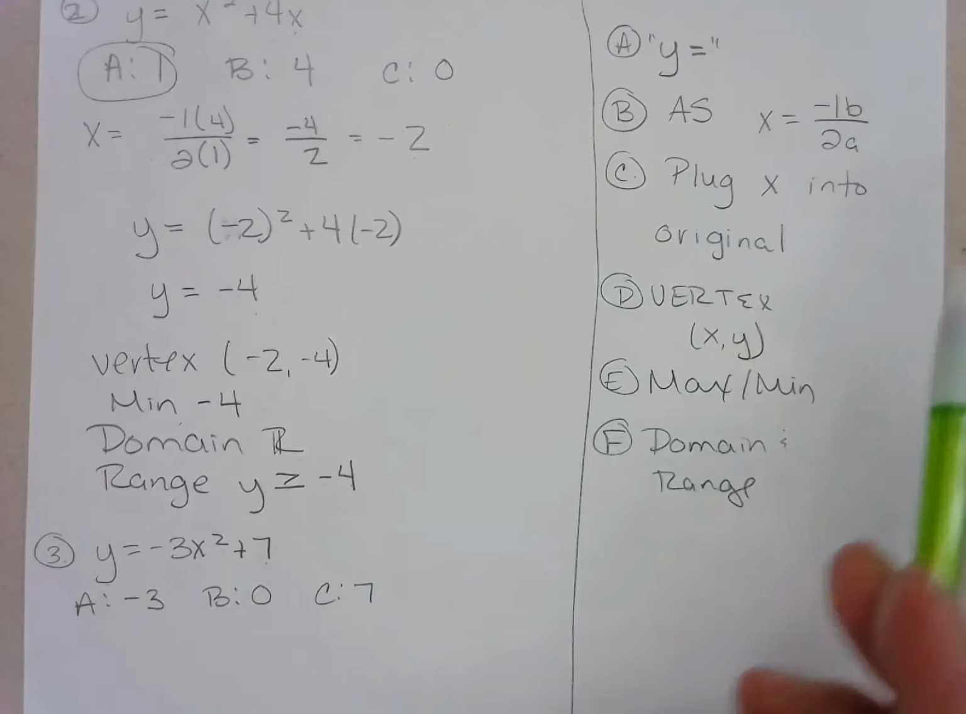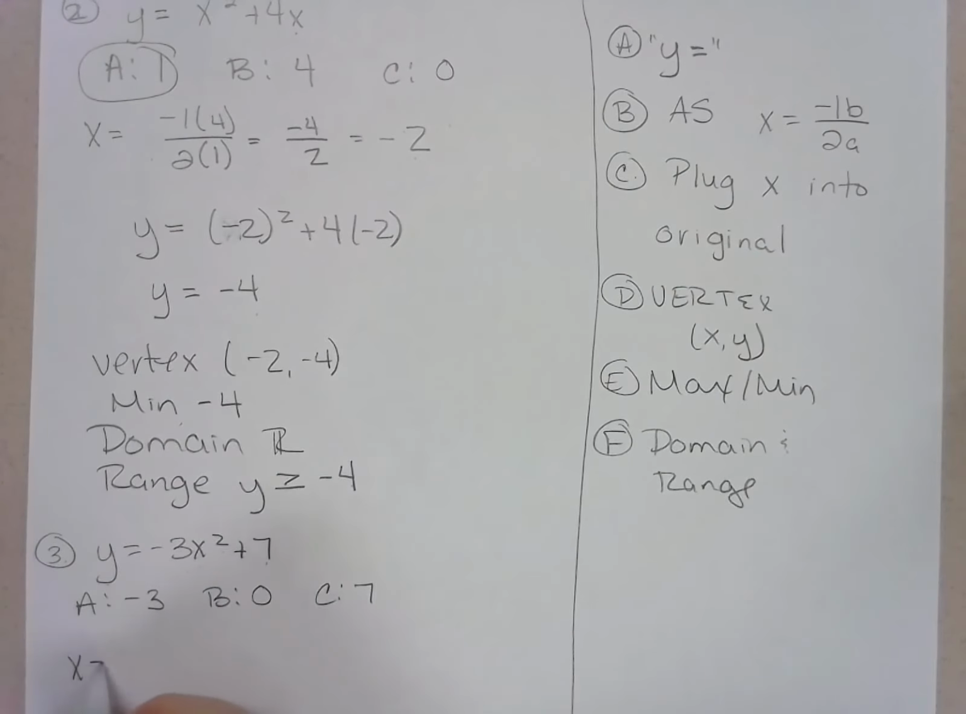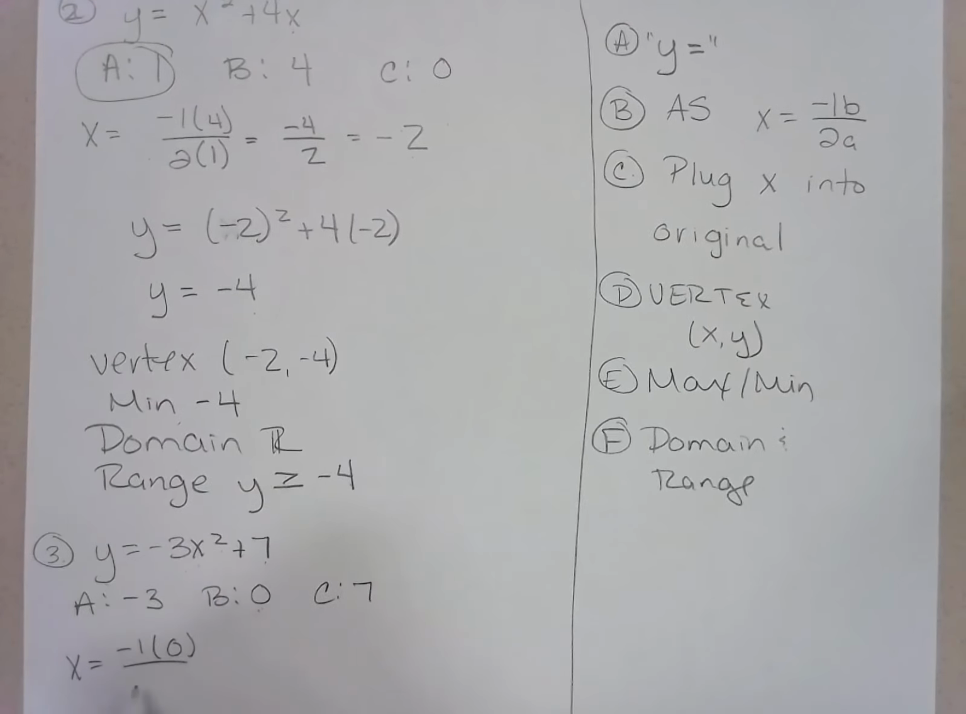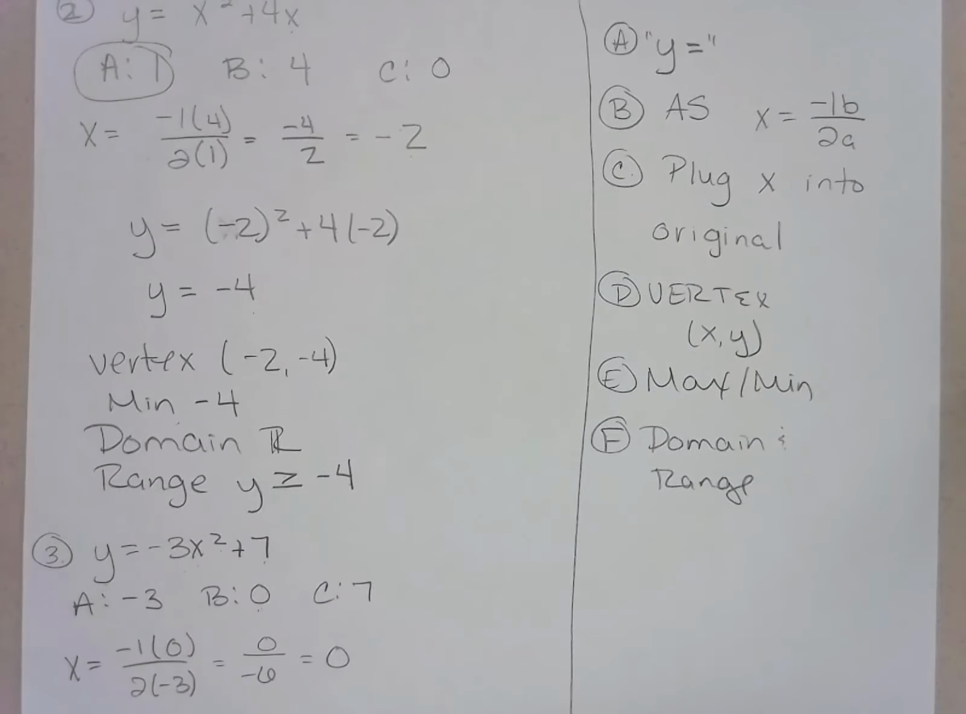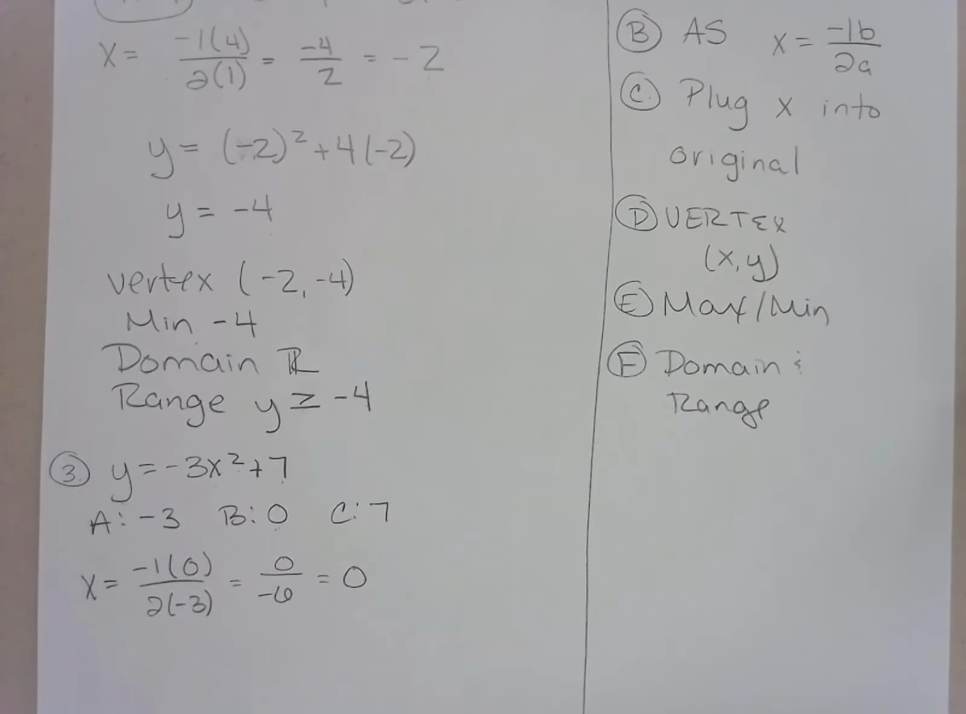So we're going to find our axis of symmetry. x equals negative 1 times our b, which is 0, over 2 times our a, which is negative 3. So that becomes 0 over negative 6, which is 0. So our x value is 0.